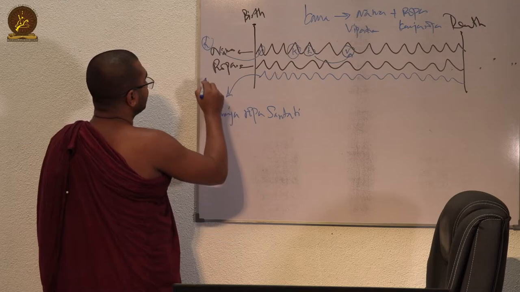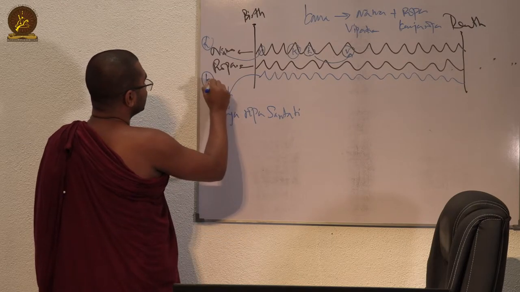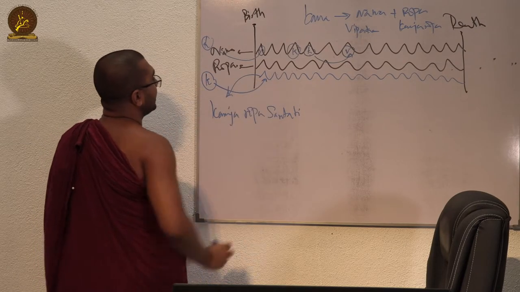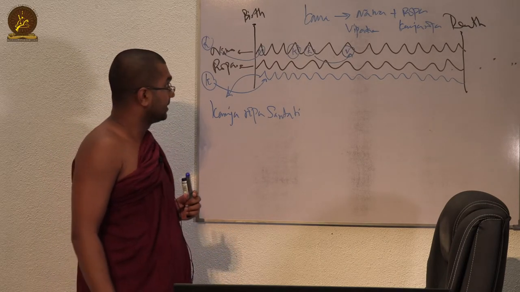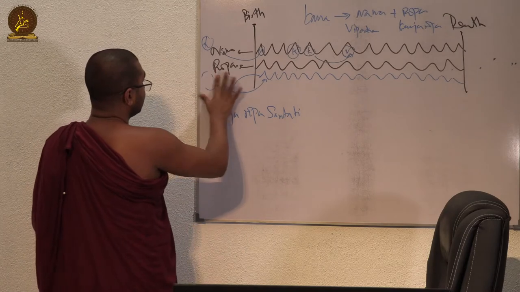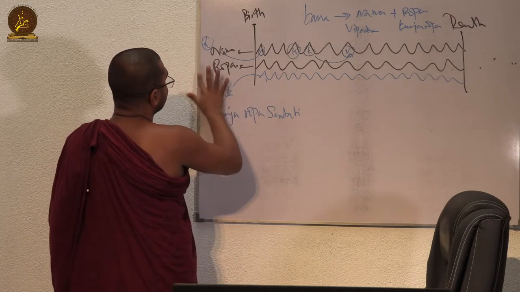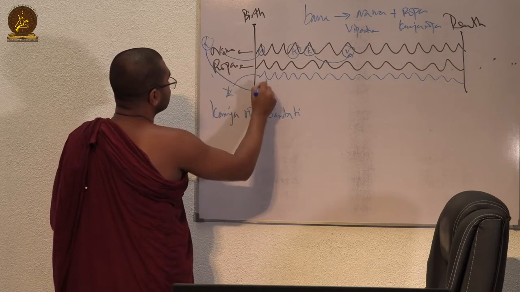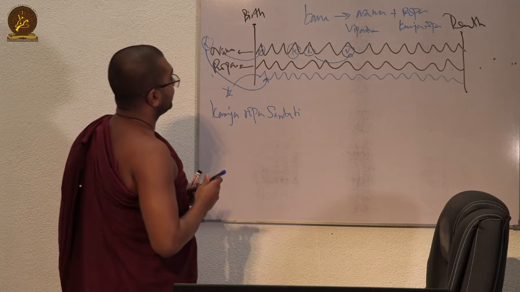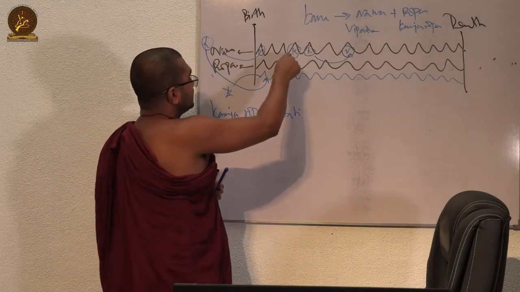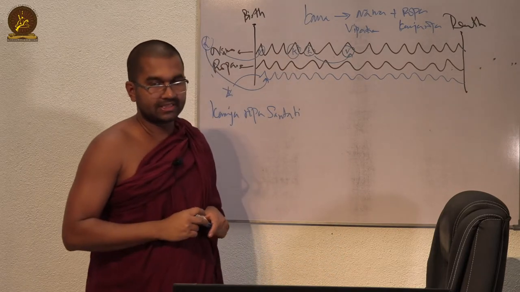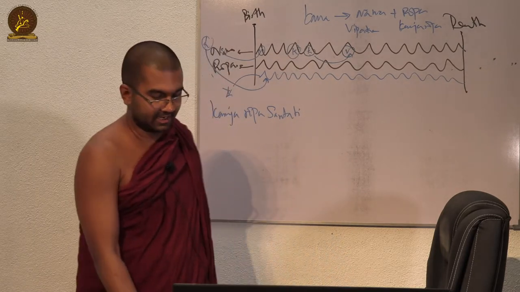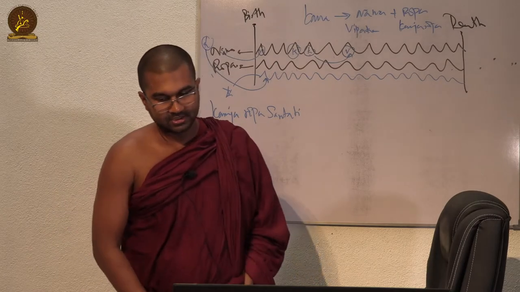Now if this is the kammaja rupa stream, it has to be a karma done in the past. It cannot be a karma done in that same life. For example, a karma done in the past produces kammaja rupas in this life. Kammas done in this very life cannot produce kammaja rupas within that very life. So that is a very basic fundamental of the Theravadins.